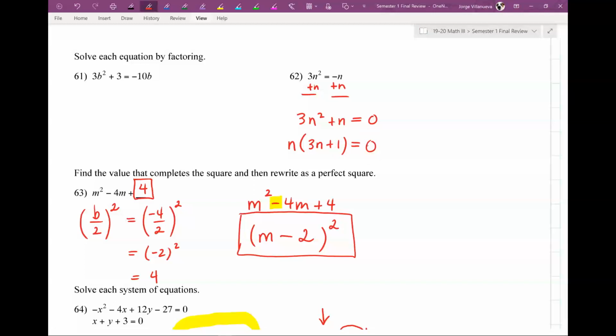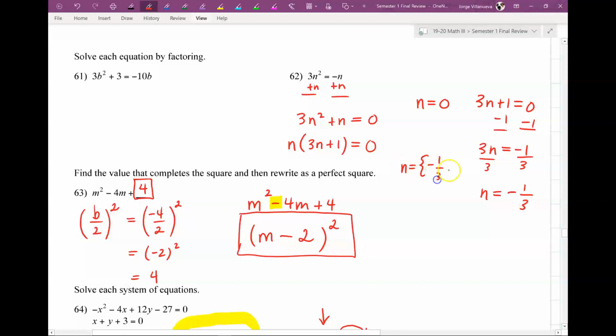Now, since there's two things multiplying times each other and it's equal to 0, that means you can create two mini problems: n equals 0, or 3n plus 1 equals 0. Now, n equals 0 is already solved for, right? There's nothing I can do to that. But 3n plus 1 equals 0, I can still subtract 1 on both sides. So I get 3n equals negative 1. And then if I divide both sides by 3, I get my second answer. So my two solutions will be negative 1/3, comma 0. These are my two answers to this problem.